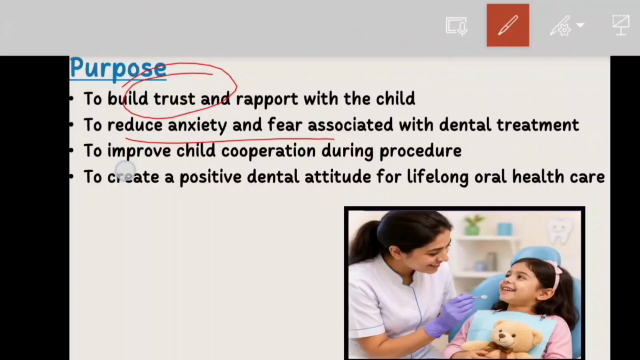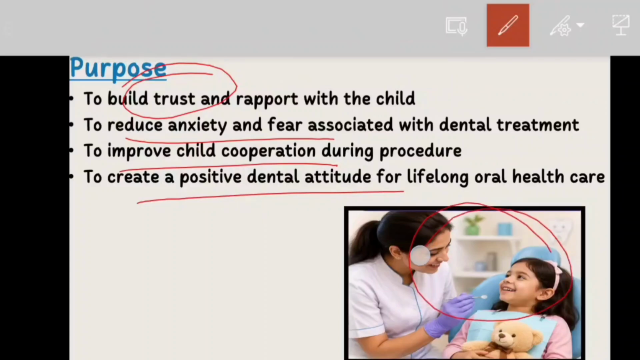The third one is to improve the child's cooperation. When the child is relaxed, they open their mouth easily and follow instructions, so the treatment becomes faster and easier. The fourth one is to create a positive dental attitude. The child enjoys the dental visit and is more likely to return happily in the future. This picture shows a dentist talking gently to a smiling child who is holding a teddy bear. The teddy bear represents emotional support. The smiling face shows that the child trusts the dentist. This is exactly what TLC aims to achieve.